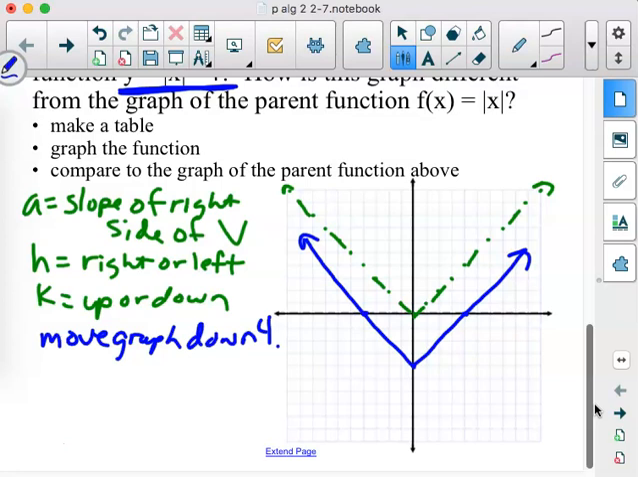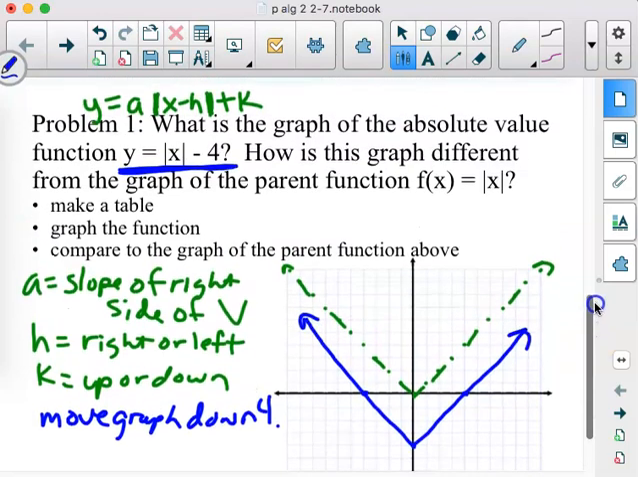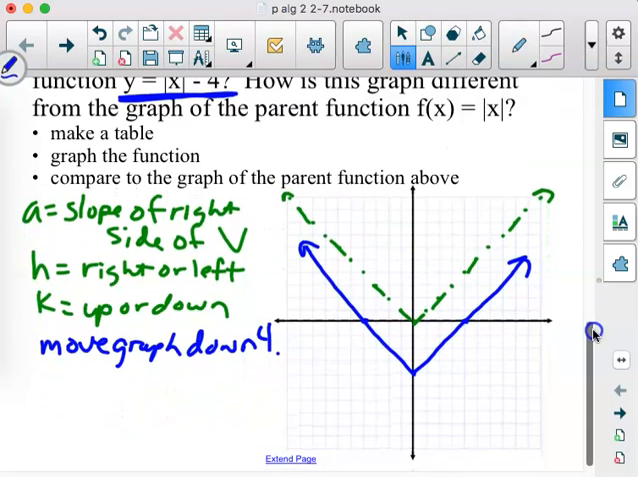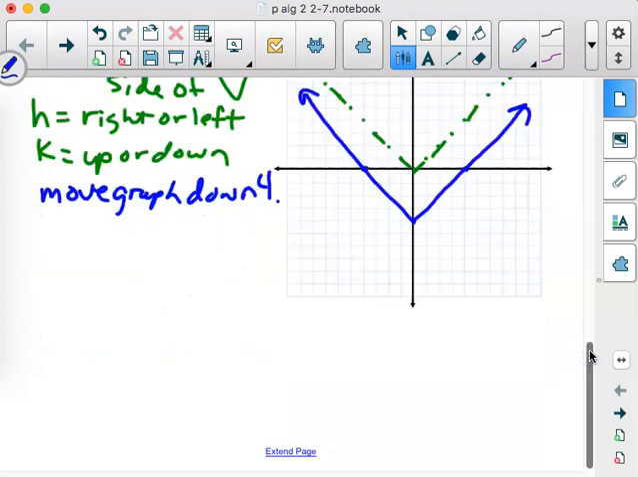So everything was the same except it had a -4 in the back. So all we had to do was count 4 units down, and this one we make solid, because in mathematics, if you have a dashed or a dotted line, that means it's just a helper. But the solid ones, those are your answers. There it is. So let's see, what did they want from us? They said, what is the graph of the absolute value of y equals the absolute value of x minus 4? We just graphed that. How is this graph different from the graph of the parent function?